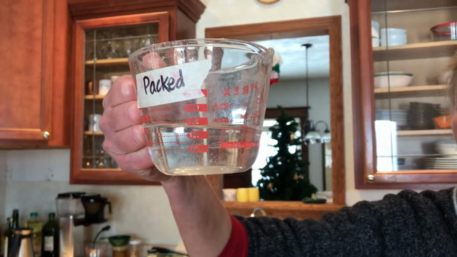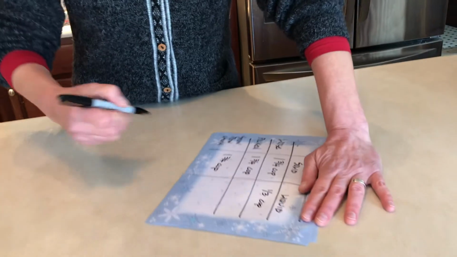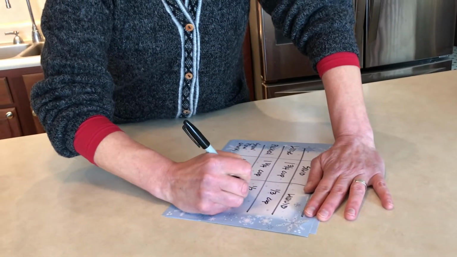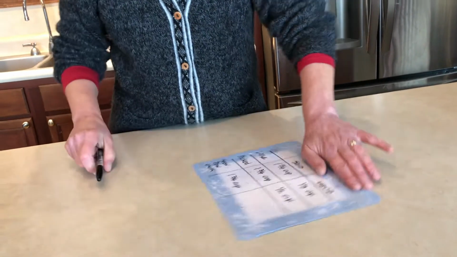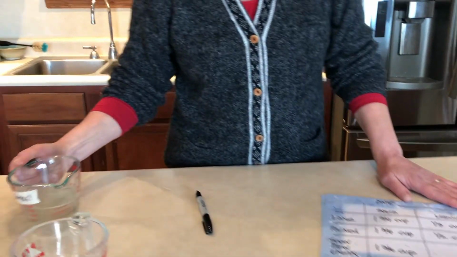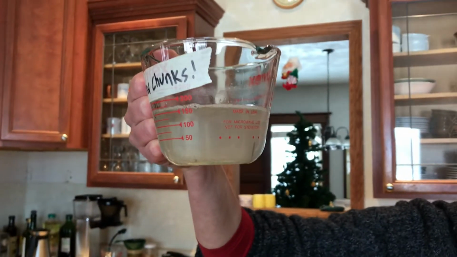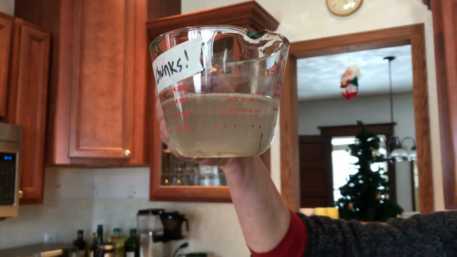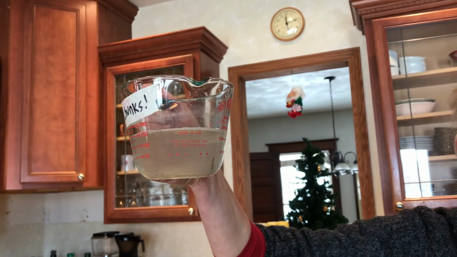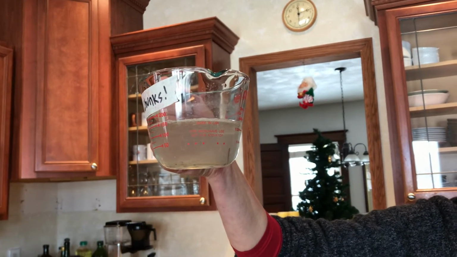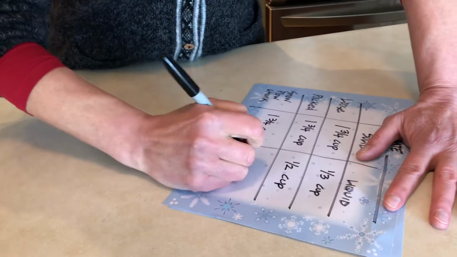Let's look at our packed snow. There it is. I'm going to hold that up. And this fills up 1/2 cup. And then I'm going to take the snowplow chunk. Okay. And that's a little bit more than 1/2 cup. We're in between 1/2 and 2/3. We're closer to 2/3. So for today, I'm going to write down 2/3 of a cup.